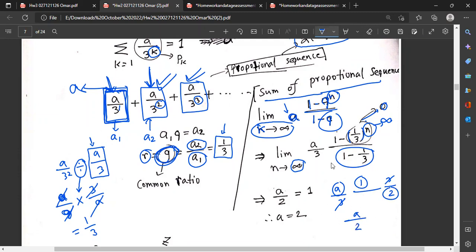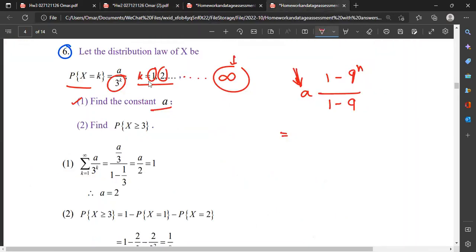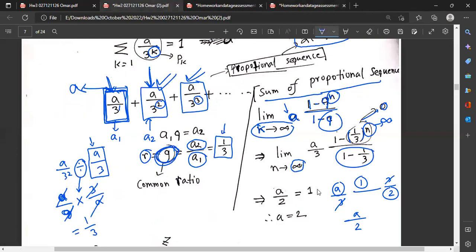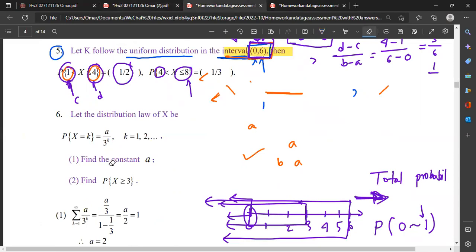And you have to remember that when we sum all these numbers in this sequence, the total probability will always be 1. As I mentioned earlier, the total probability will be 1. So that's why I write here a by 2 is equal to 1, okay? And then if I cross multiply here, a will be 2. So this way we find the value of a. And now let's see, guys, can you understand? Yeah, keep it up. Okay.